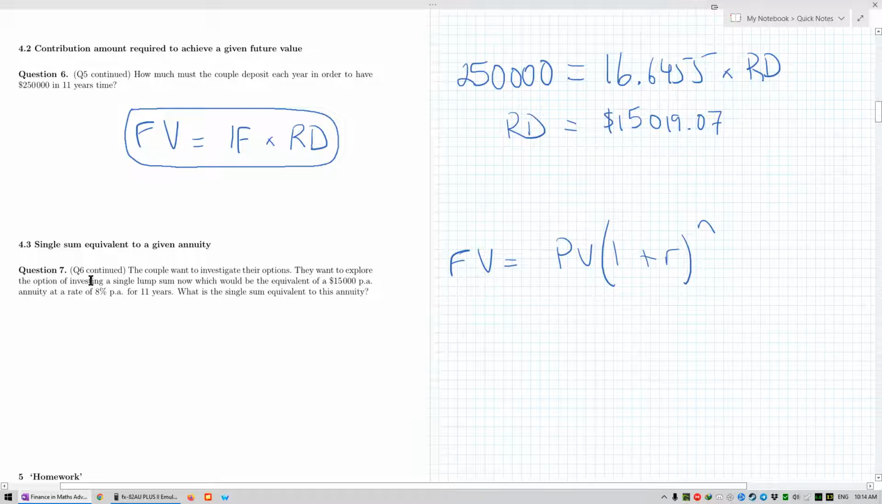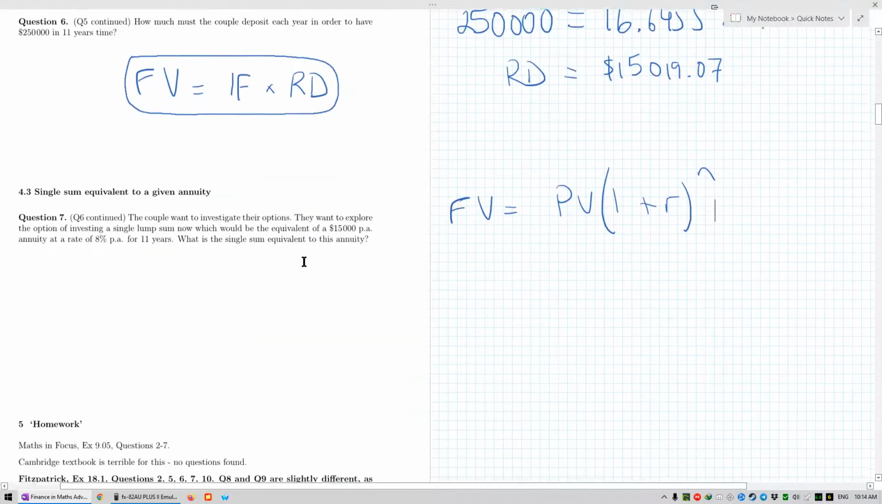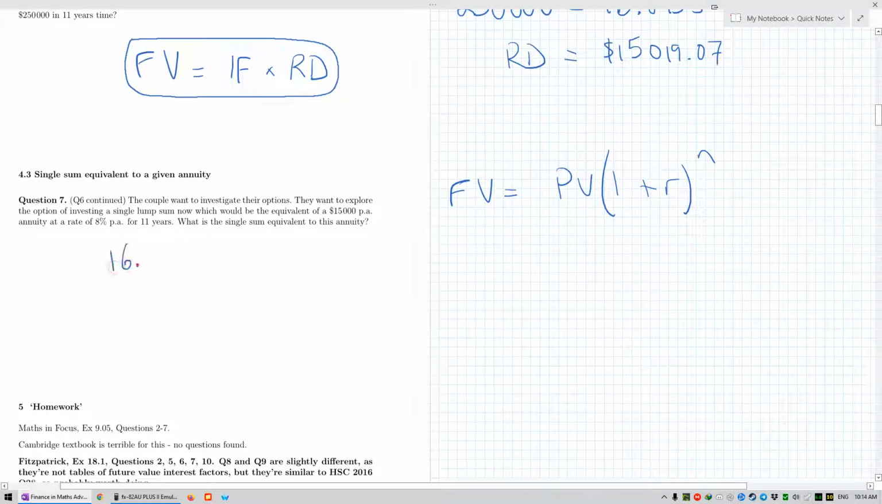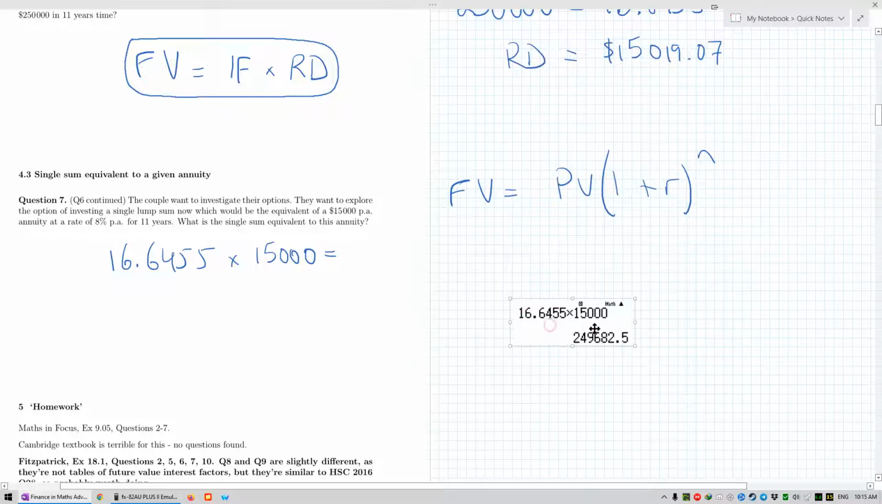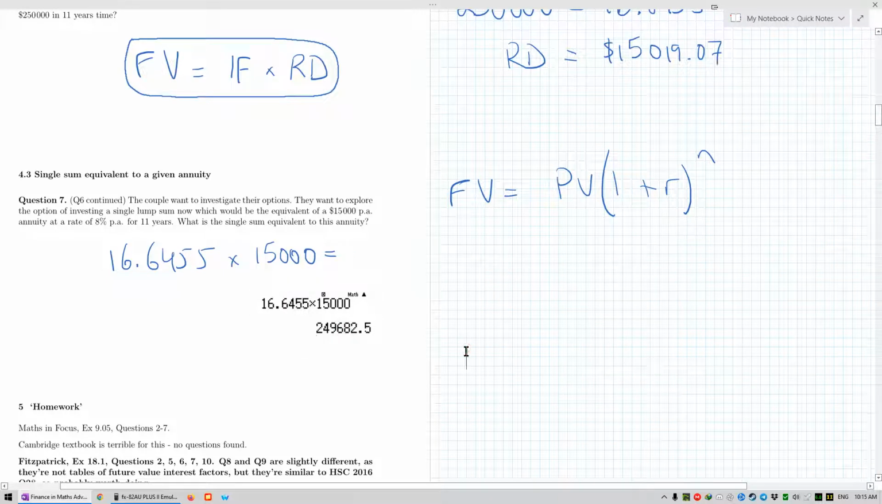So they want to explore the option of investing a single lump sum now, which would be the equivalent of a $15,000 per annum annuity at a rate of 8% per annum for 11 years. So 8%, 11 years, 16.6455 still. So we have 16.6455, and you're investing $15,000 per time period, or per year. So how much will we have? We'll have 16.6455 multiplied by 15,000. So our annuity is going to be worth that much. That's how much our annuity is worth, right? 249,000 roughly.